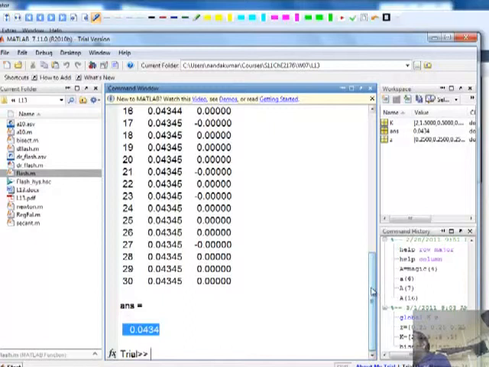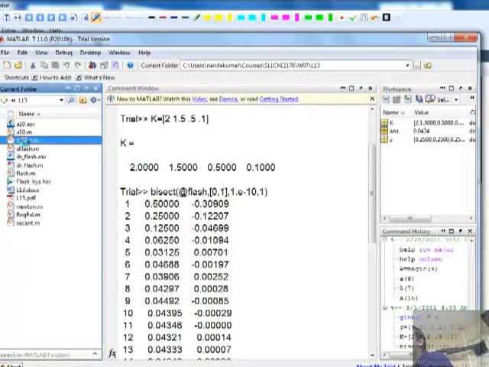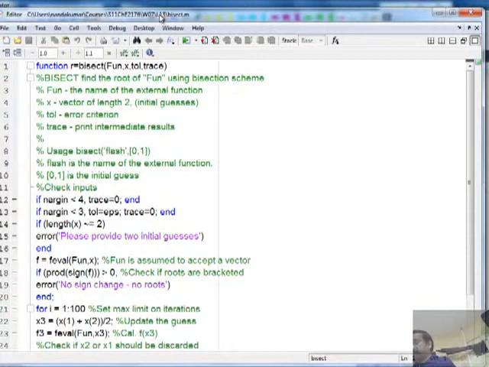And what it is printing, how do you know? Well, let me show you the bisect function. And let's see whether you can. We have seen this before. That's taking unusually long time. Okay, this is the function that we wrote. It is in the textbook, and I will put it onto the Moodle so that you can download and change it if you like.